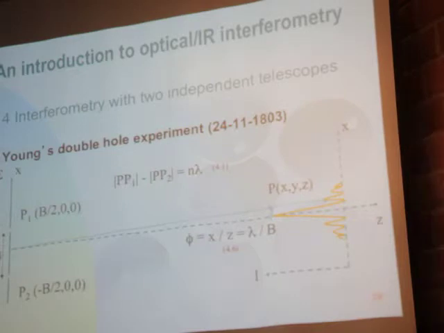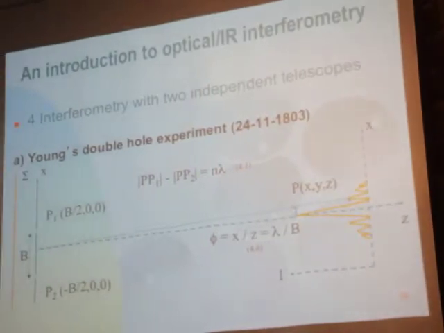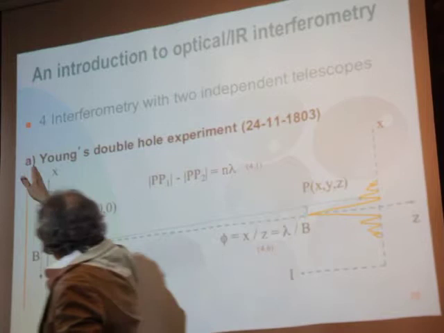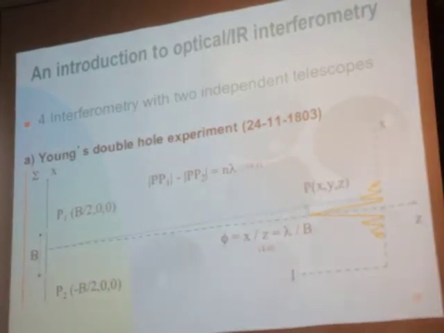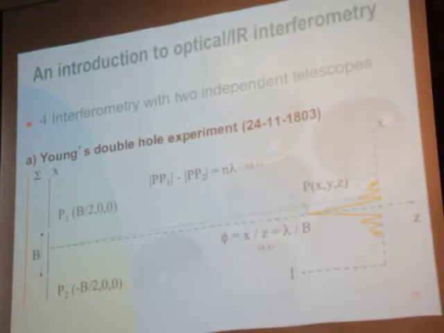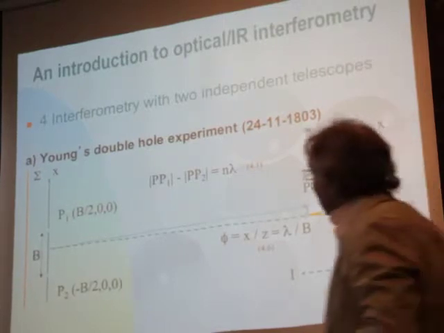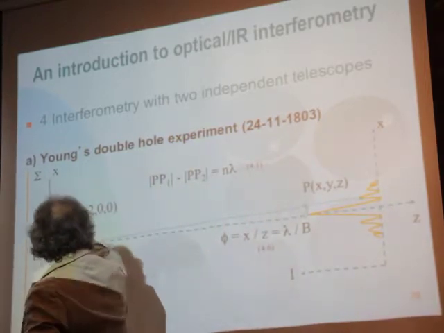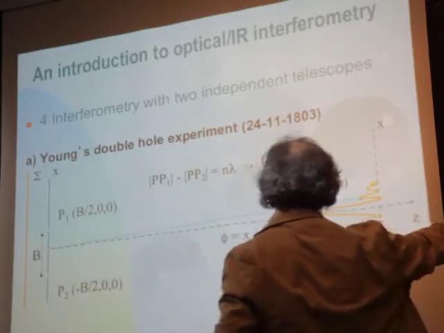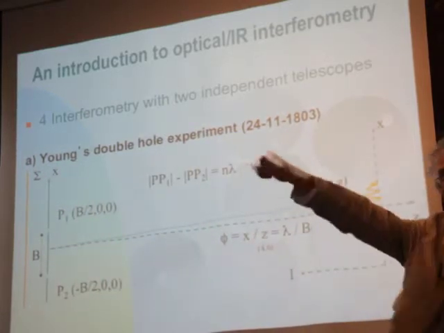So I just refer here to the Young's double hole experiment, yeah? So what I have represented here is a plane wave, monochromatic, and it's coming from a distant star. Therefore, it's a plane wave, yeah? Then you see here a screen with two little holes. There is an x-axis to the top, z-axis in that direction, and y-axis in your direction.